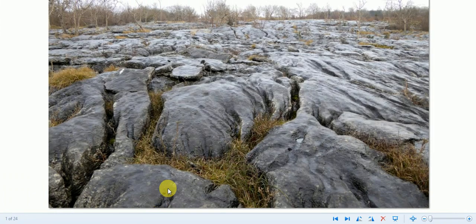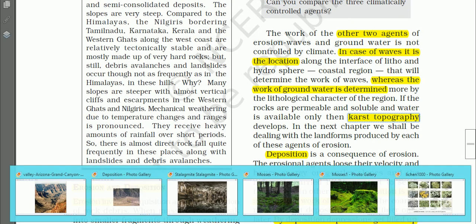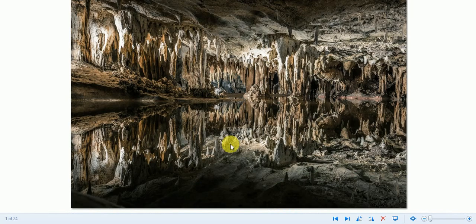Then see here, this is a landscape known as limestone pavement on a limestone region, and these are also found in this karst region. So this is another landscape in the karst region, or we also call it karst topography. This feature is known as limestone pavement. It is formed due to solution process.